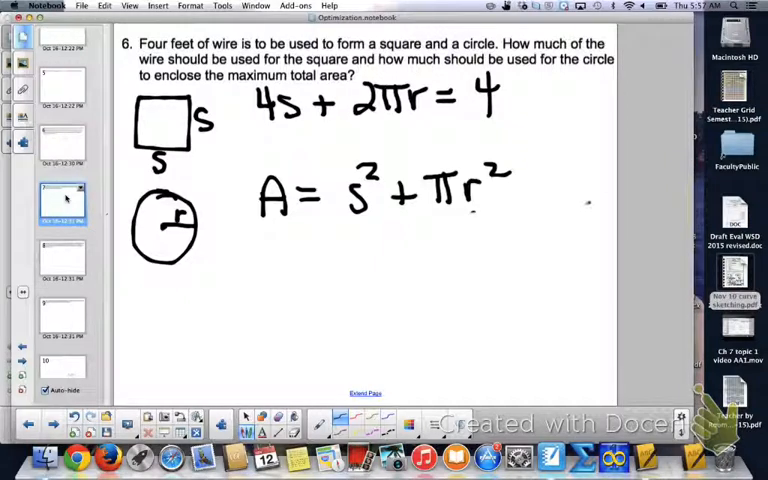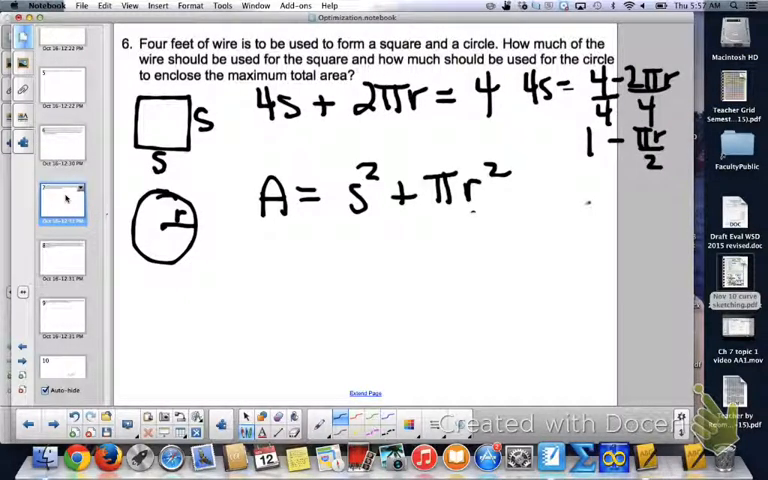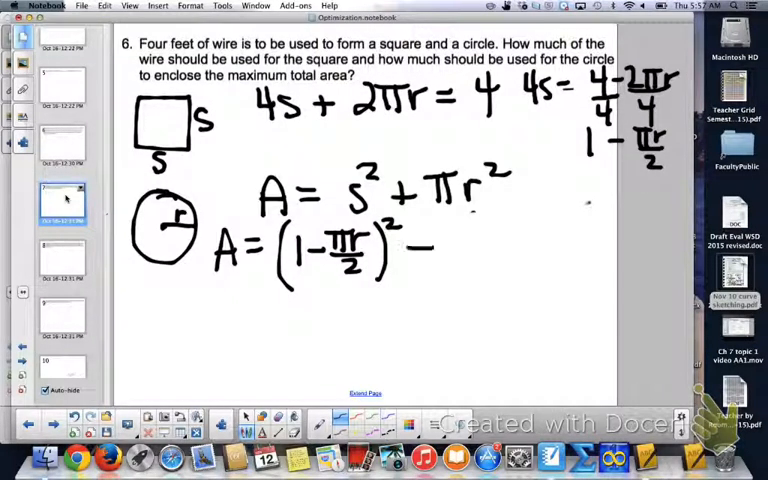Let's solve for S. So if we solve for S, 4S equals 4 minus 2 pi r. So divide by 4, 1 minus pi r over 2. I think that's going to be easiest. So we have s, which is 1 minus pi r over 2 squared plus pi r squared.